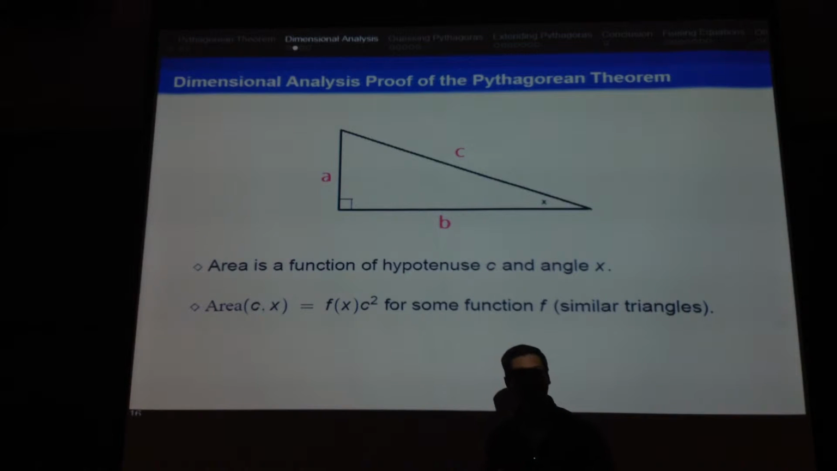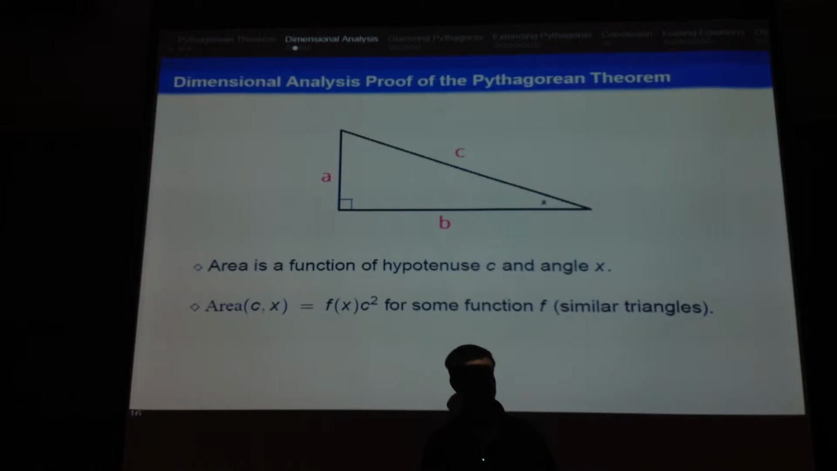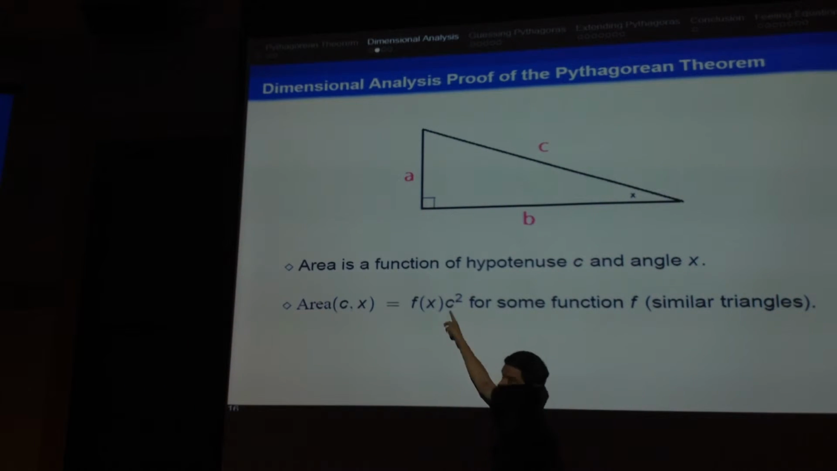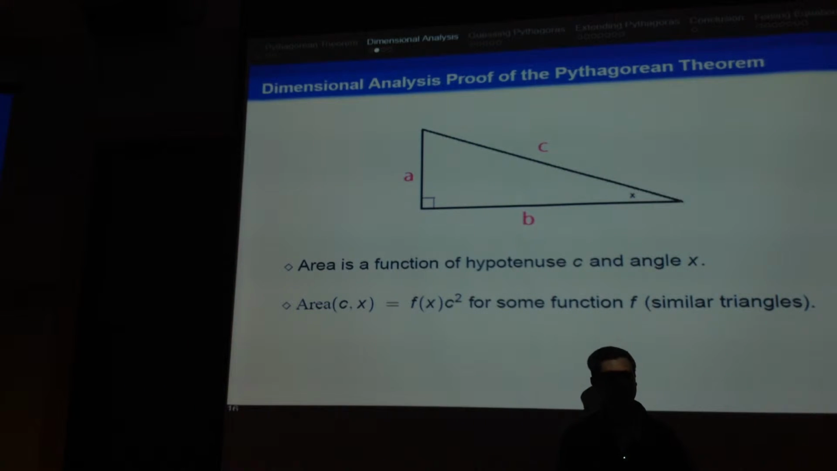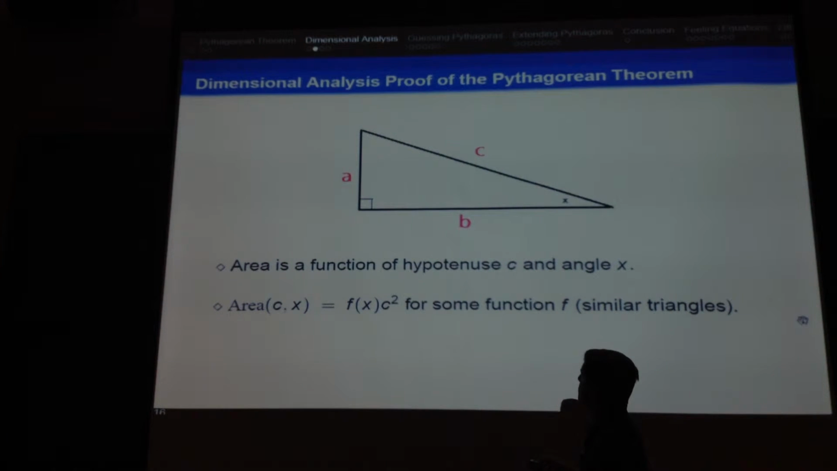And the reason is, if I keep the angle fixed, and if I triple the hypotenuse, I triple A, I triple B, by similar triangles, and so the area increases by a factor of 9. So I don't know exactly what the formula is for the area as a function of c and x, but I know a little bit about its functional dependence. It's got to be some function of x times c squared. Determining exactly what that function f of x is would be too much of a digression, so I'm not going to go into that, but I know this relationship with c squared.